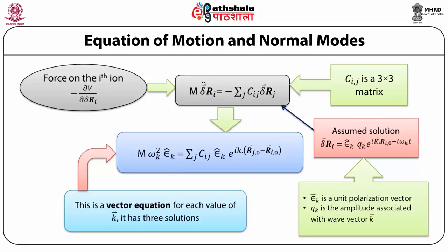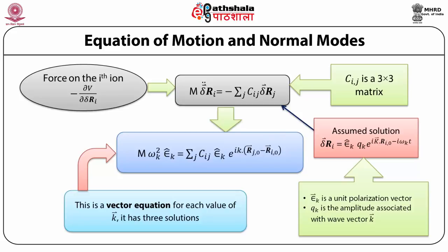Now this equation can be solved by plane waves keeping track of their polarization. So now we have introduced the concept of polarization here. We assume a solution of the form delta Ri is equal to epsilon k qk times e raised to the power i(k dot Ri naught minus omega k t). Here epsilon k is a unit polarization vector and qk is the amplitude associated with wave vector k.